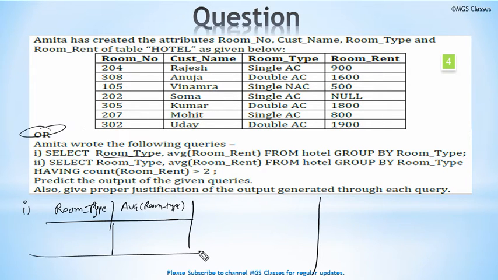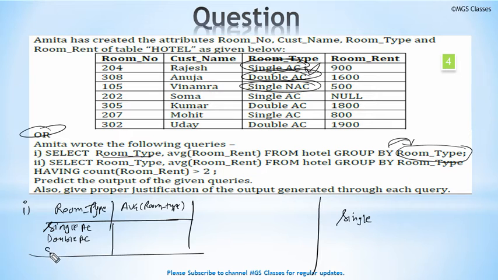Now what we need to do here: group by is given in this query. So the room type column is used to group the rows of this table. Whenever we apply a group by on any column, then the unique or distinct values of that column will become the groups. So here 3 distinct values are there: single AC, double AC and single NAC. So here 3 groups will be created. One is single AC, another is double AC, and another is single NAC.